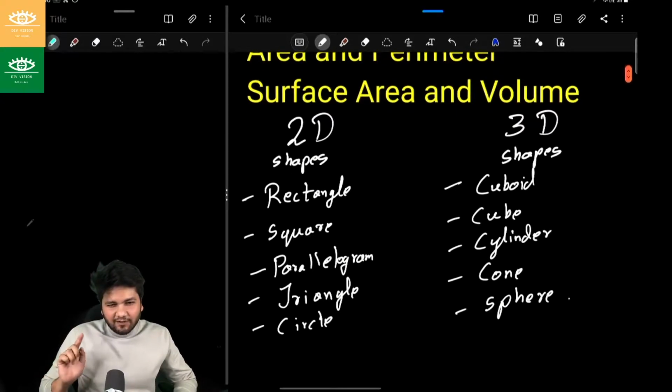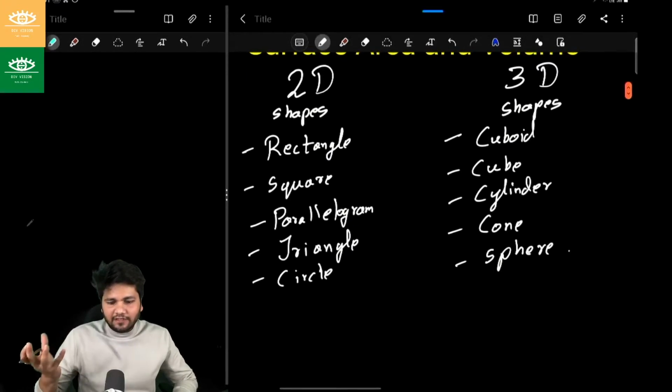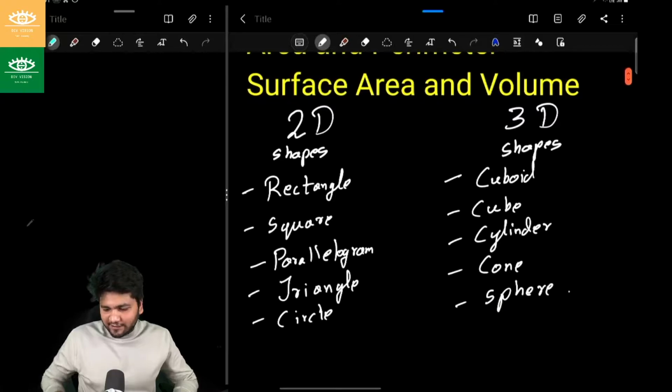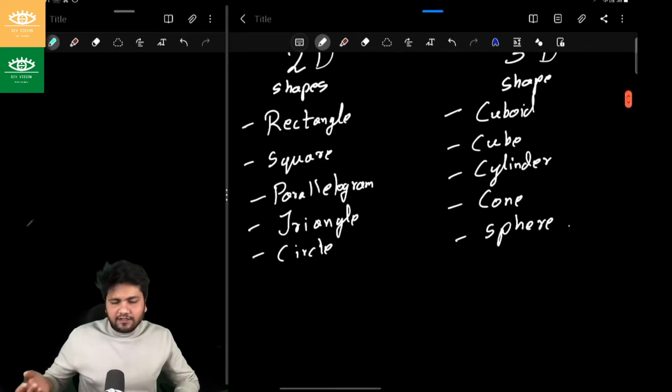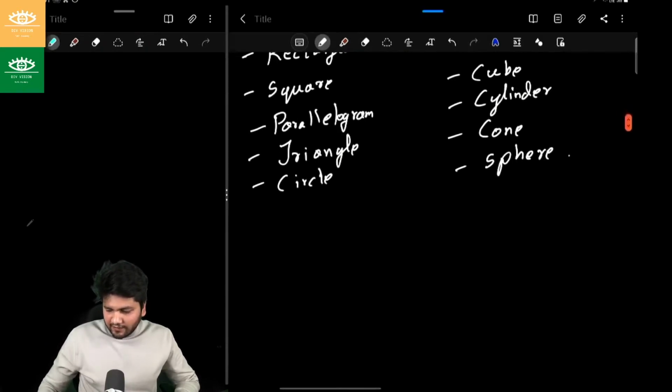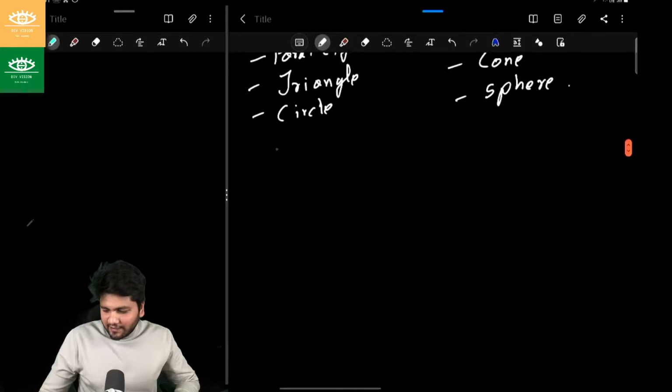Now, the shapes are divided into two parts. The first one is 2D and the second one is 3D. 2D shapes are basically shapes which we can draw on paper. 3D shapes we can also draw, but we can feel them like objects. For 2D shapes, we will be learning area and perimeter of rectangle, square, parallelogram, triangle and circle. And for 3D shapes, we will be dealing with cuboid, cube, cylinder, cone and sphere. Also, we are going to learn trapezium during the video. So first, let's talk about area and perimeter.